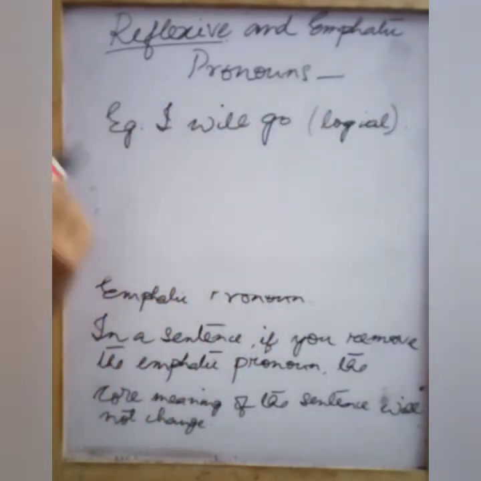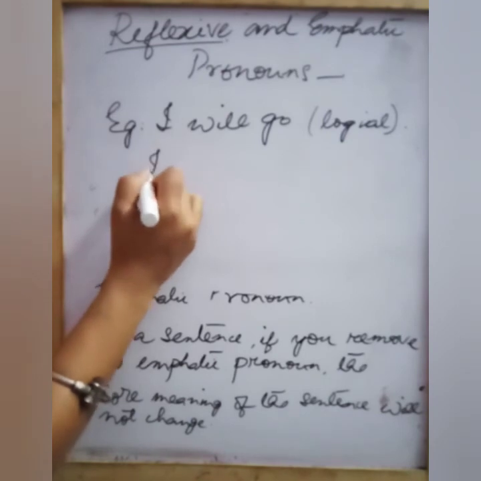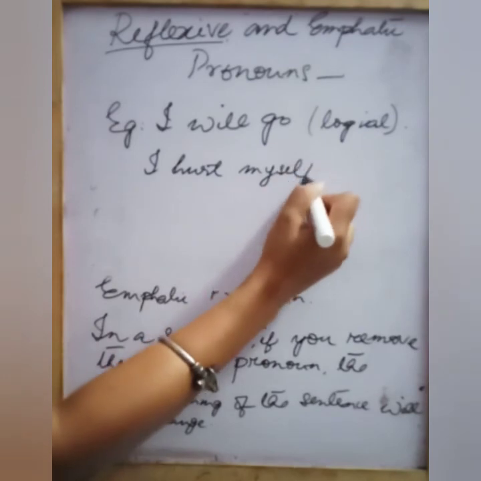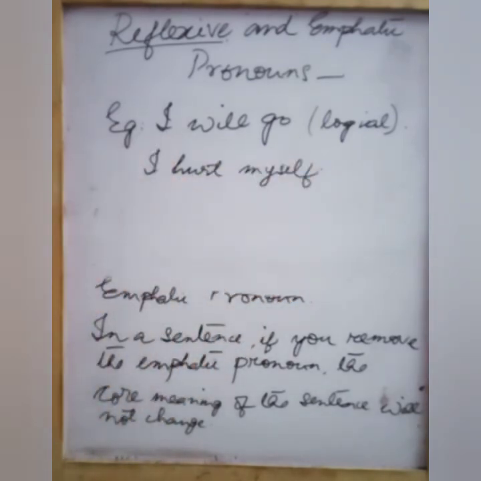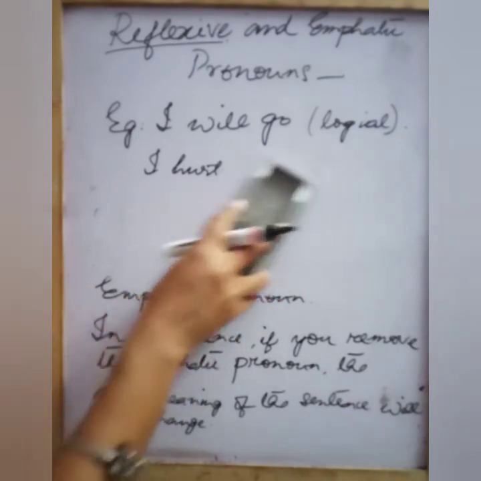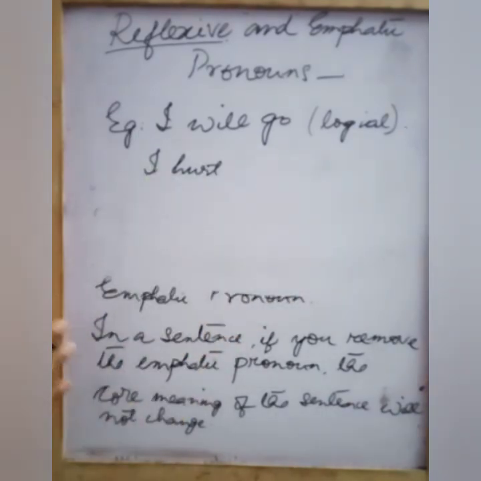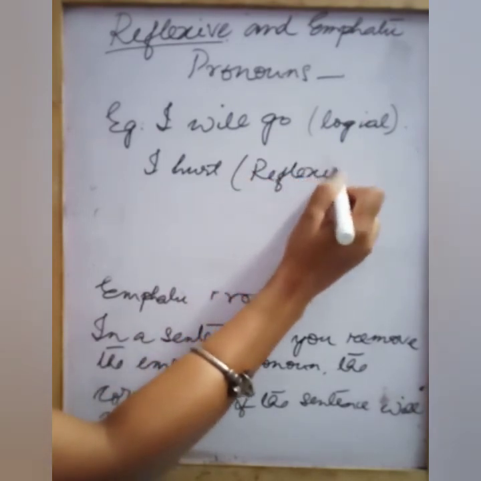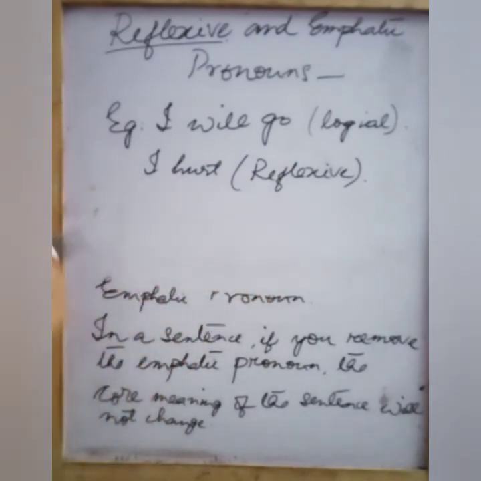This is an emphatic. Now say I write, I hurt myself. How will you determine which pronoun is used here, emphatic or reflexive? You remove the pronoun: I hurt. Does it make any sense? No, it doesn't. So it is reflexive. In sentences which have a reflexive pronoun, if you remove the reflexive pronoun, the sentence will no longer make any sense. So this is the way you can differentiate.